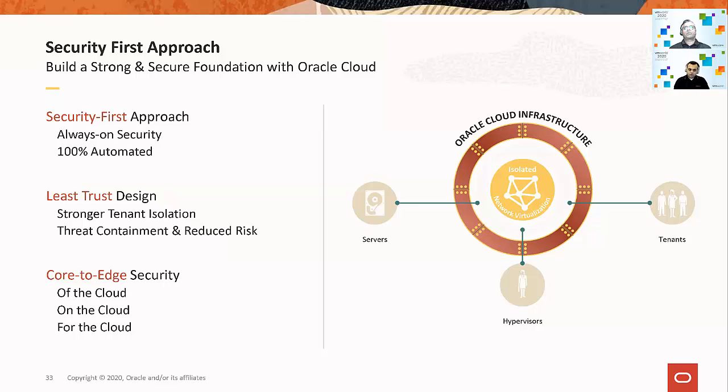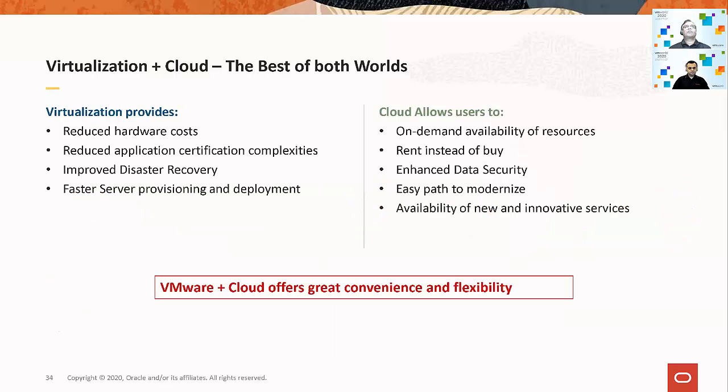And as I said, core to edge security: security of the cloud, securing the infrastructure, security in the cloud, giving customers the virtual firewall, security policies, network security groups, web application firewalls, all of them available right at your fingertips from your consoles, and also security for the cloud. So you can bring your own security postures, you can bring your own security vendors across as well, and pretty much have the same experience that you have on-prem. So security, we lay the foundations, we give you all the abilities to build a strong and secure foundation for your workloads on Oracle Cloud. Next slide, please. Thank you.